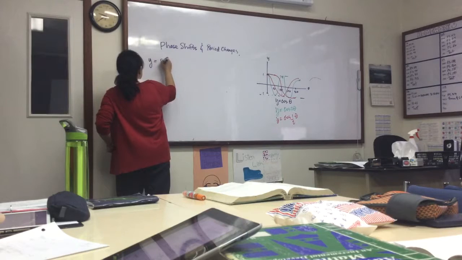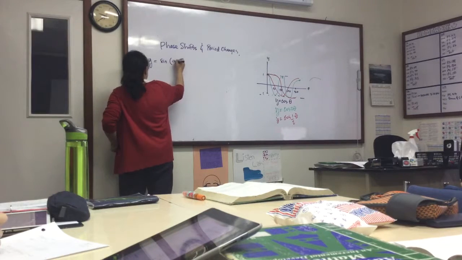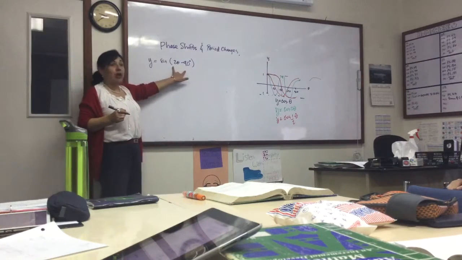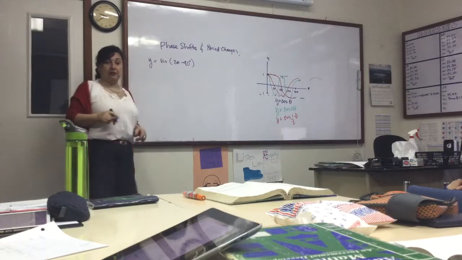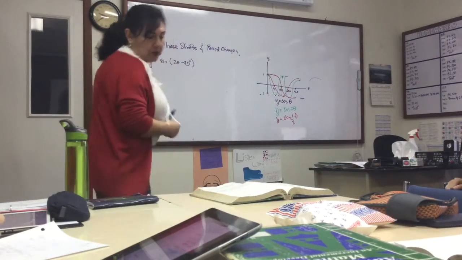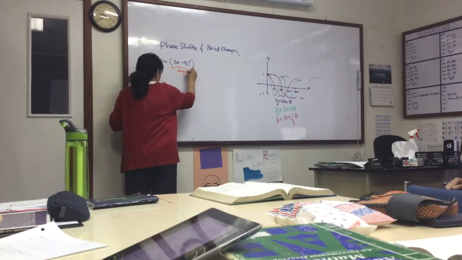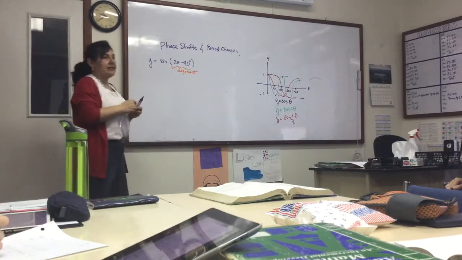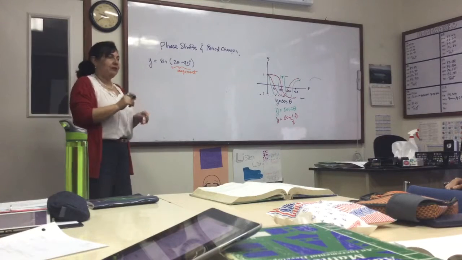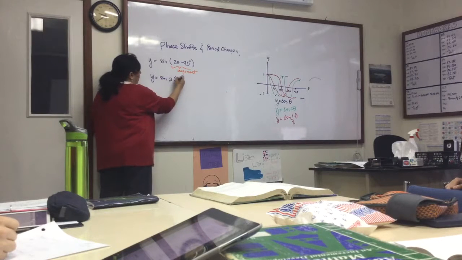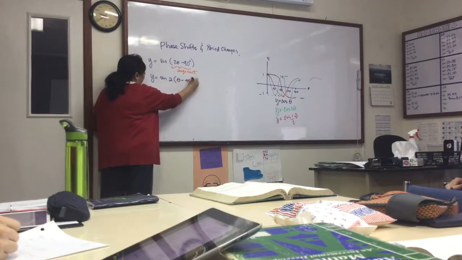y equals sine of 2 theta minus 90. This, remember, is called the argument, right? Just in case you forgot, I'll remind you. Argument. And obviously it represents the angle and how much it shifts, right? I'm going to factor that, and I'm going to have y equals sine of 2 times theta minus 45.